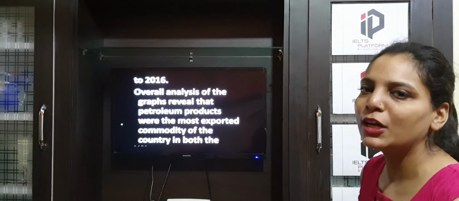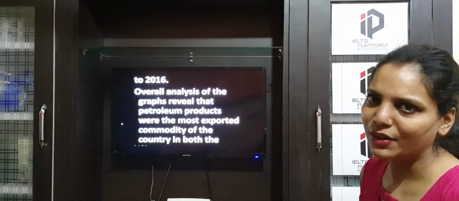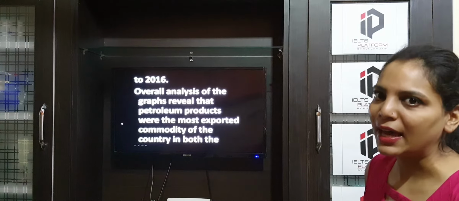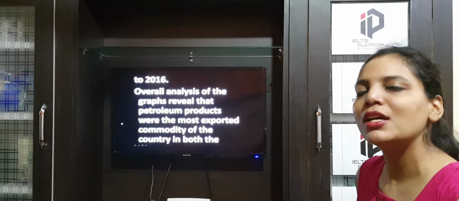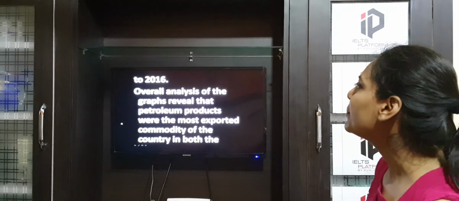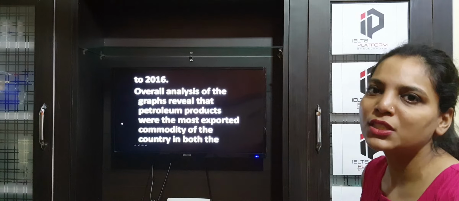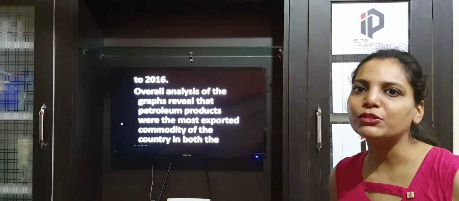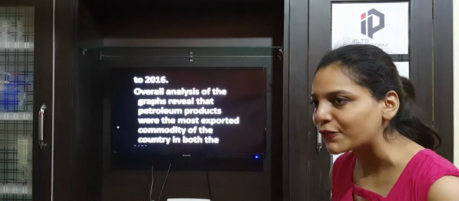Now leave one line and move to body paragraph 1. In body paragraph 1, we write the overall analysis. We write the highest and the lowest. So that is what we are going to write here: overall analysis of the graphs. Now we are going to examine both the graphs. That is why I have written overall analysis of the graphs.